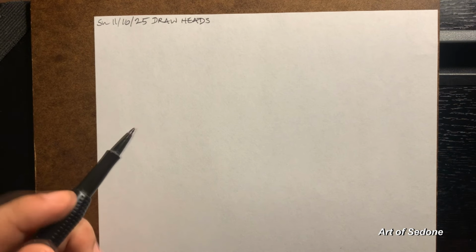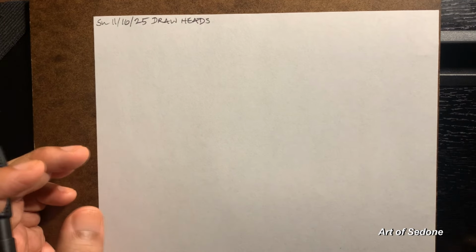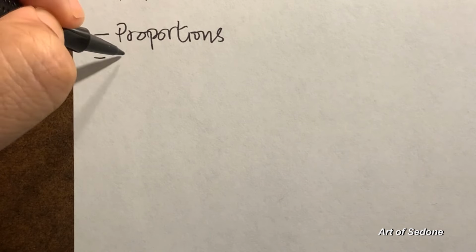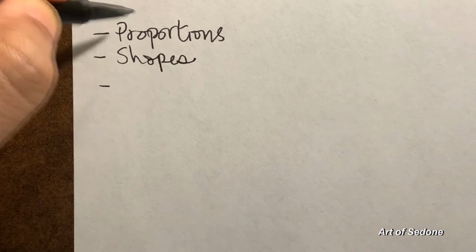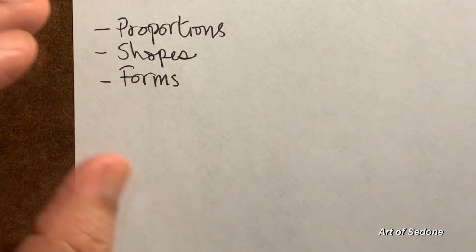I wanted to do this because I had a good question from one of the comments asking about the forms of the head and stuff like that. So there's proportions. These are the basics: proportions, shapes, and then the forms. They come up all the time, and they're incredibly important, especially for drawing from imagination. And it just depends on the approach you want to take.